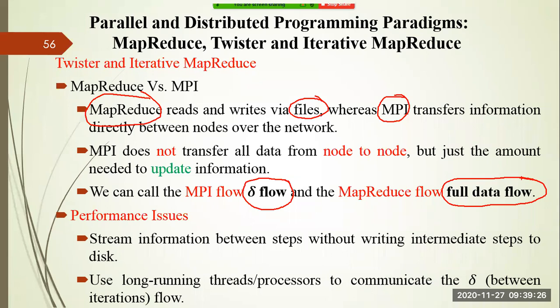The second one is use long running threads or processes to communicate the delta flow. Long running thread means long jobs, right? If you want to run the long jobs to communicate the delta flow. But in MapReduce, if you go for it, you will get the full data flow, which is an overhead. But if you go for MPI, these things you can avoid.